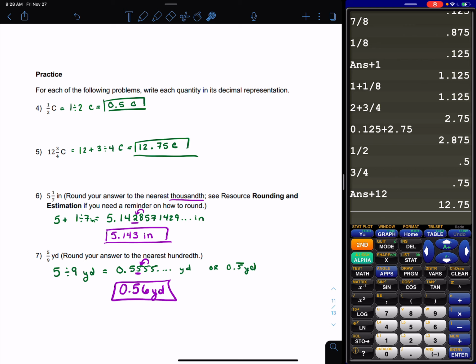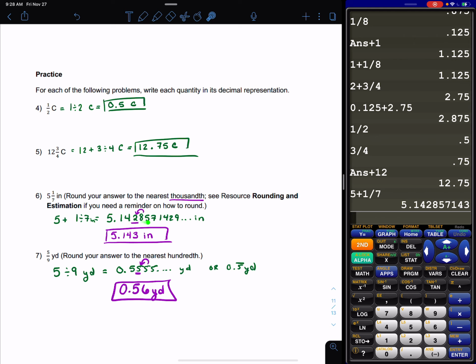So if we have that 5 1/7 and we want to get it to decimal form, I'm going to do 5 plus 1 divided by 7. And you can see that's where we got this number. That's about 5.1428571429, and it keeps going on. And we're going to keep those same unit inches. So if we want to round to the nearest thousandth, we have our tenths place, our hundredths place, and our thousandths place. So that 8 right next to the 2 is telling us to bump it up. So rounded to the nearest thousandth, we have 5.143 inches, or 5 143 thousandths inches.